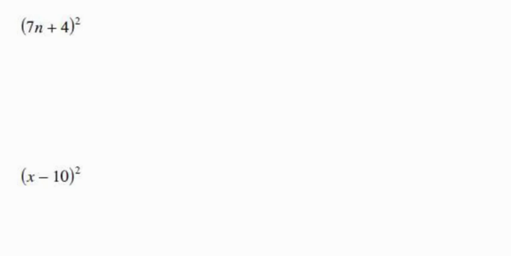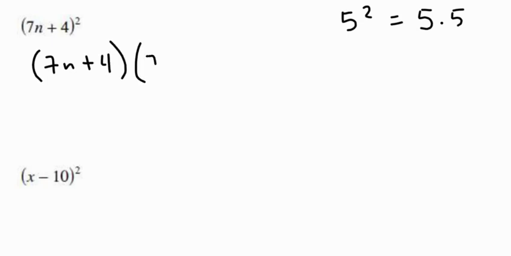You may see something like this where we have a binomial squared. If we have a good understanding of what squaring a number or anything really means, if I square something, I'm multiplying it by itself. So just a little review, if I have 5 squared, that's the same thing as 5 times 5 expanded, right? I'm just multiplying by itself twice. So I'm going to use that same logic here for 7n plus 4. I'm just keeping that as a binomial, and I'm multiplying it by itself.